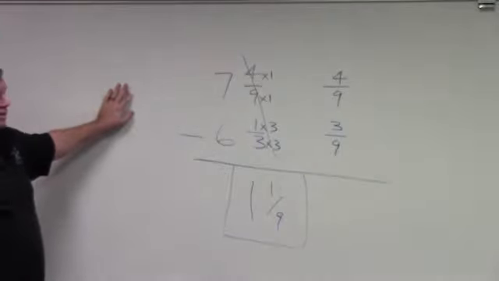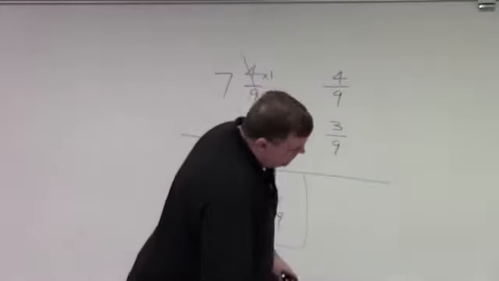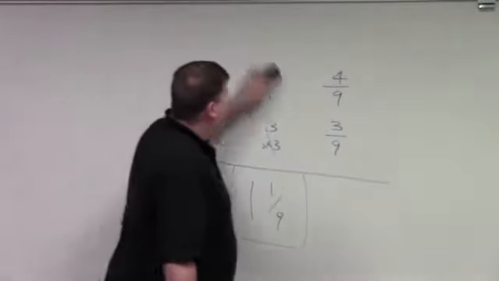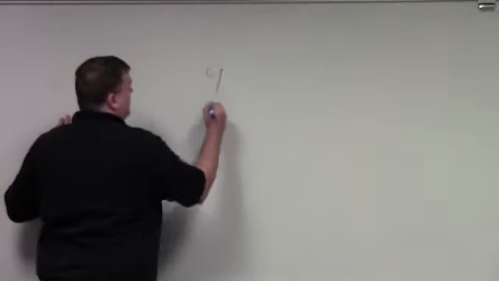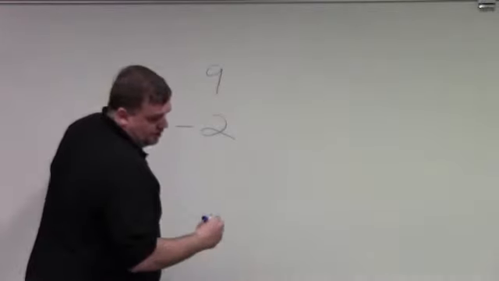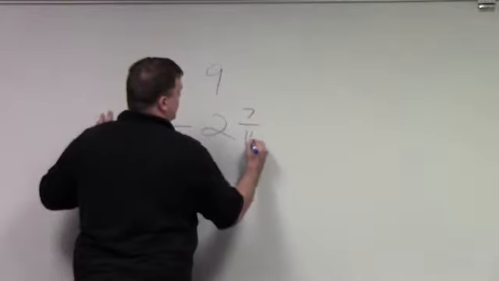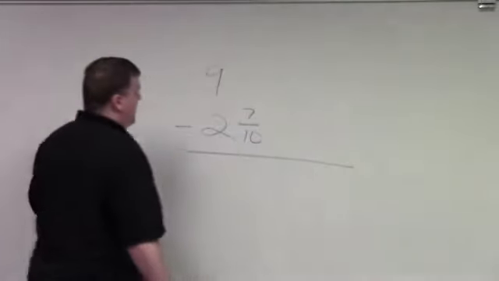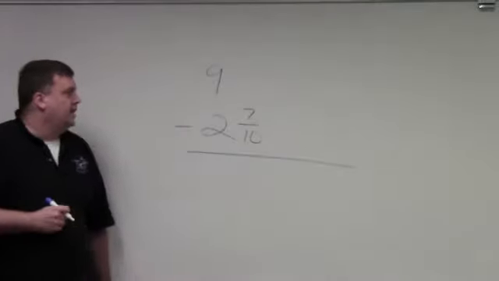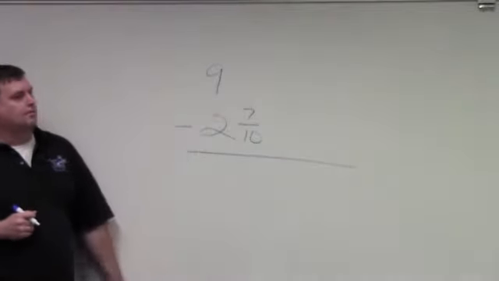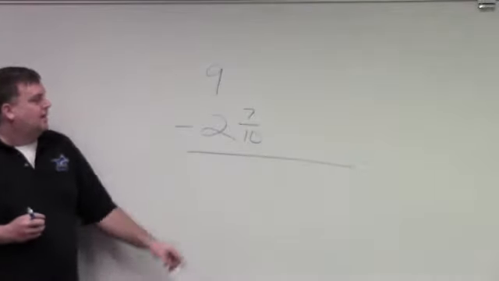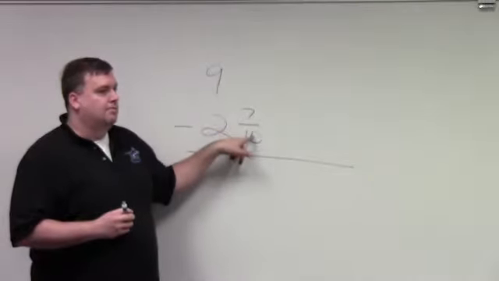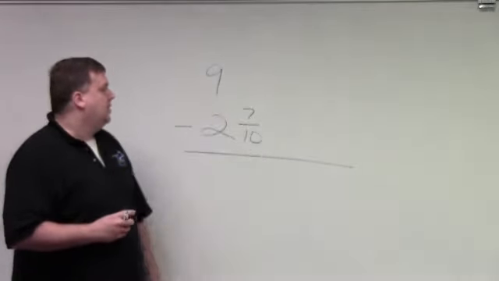Now it gets a little fun. Now we're going to get to the borrowing. So the next one says we have 9 minus 2 and 7/10. What's wrong with this one? Why can't we just subtract 2 from 9 and then bring the 7/10 down? Yeah, there's not anything to subtract that 7/10 away from. Right? We need something there to subtract it away from.